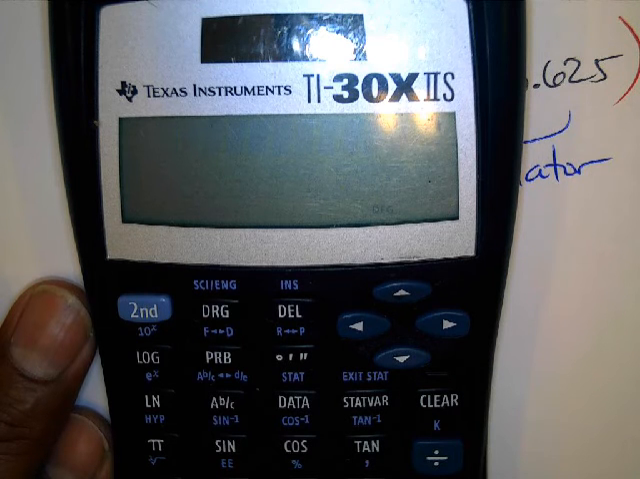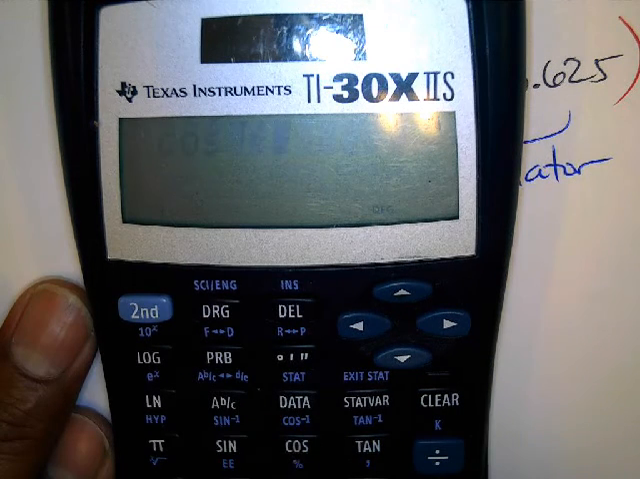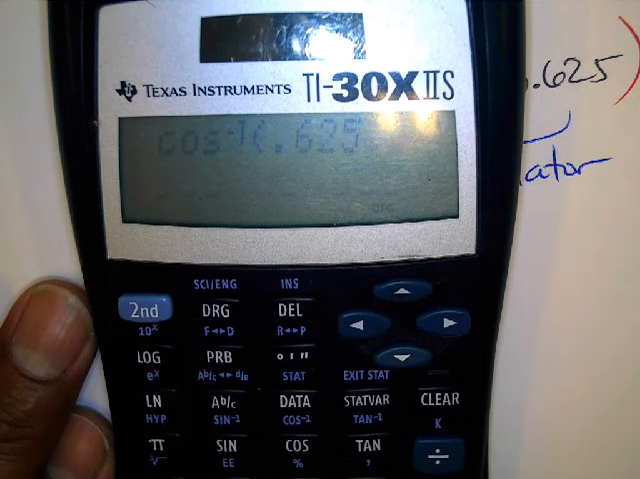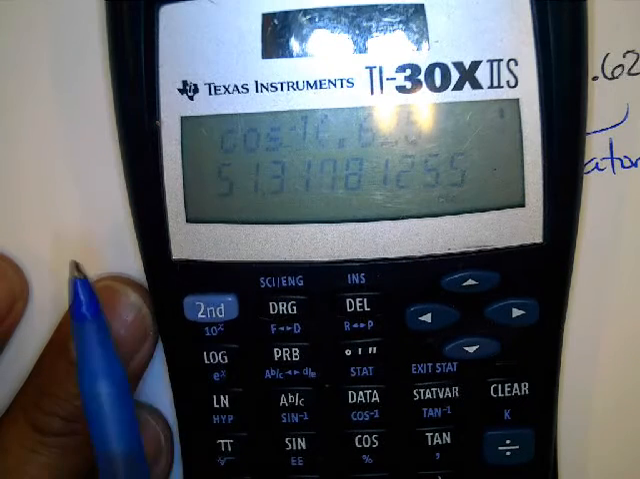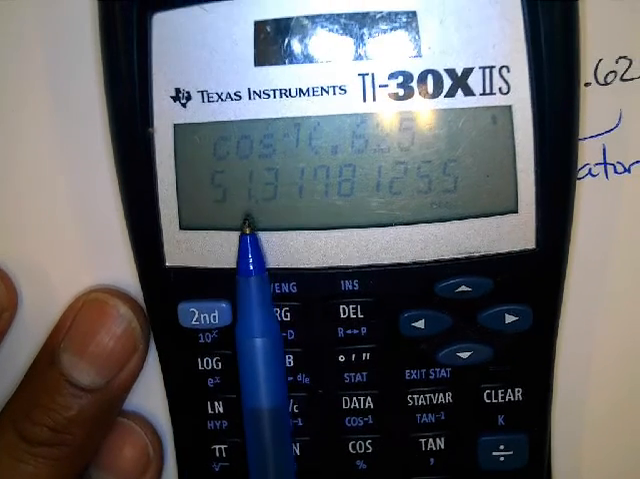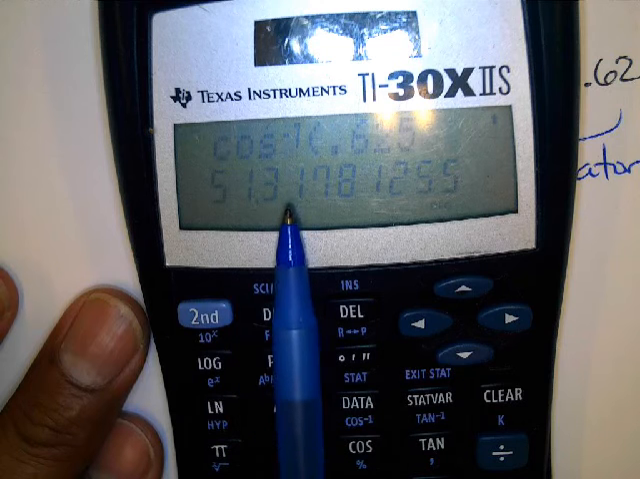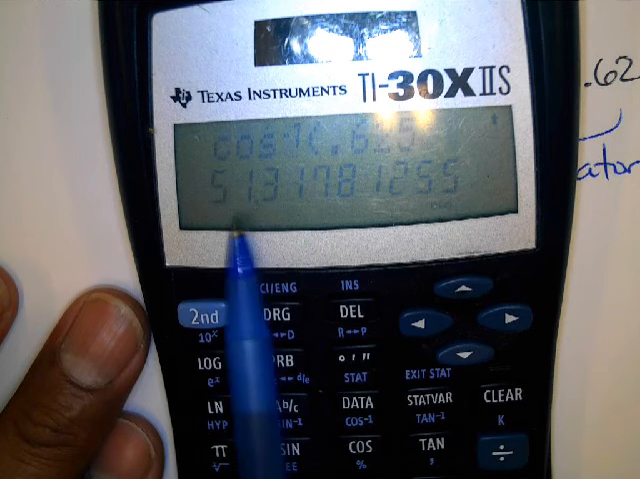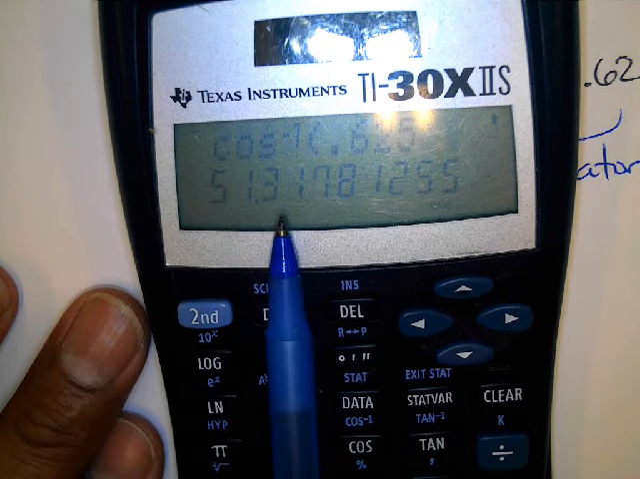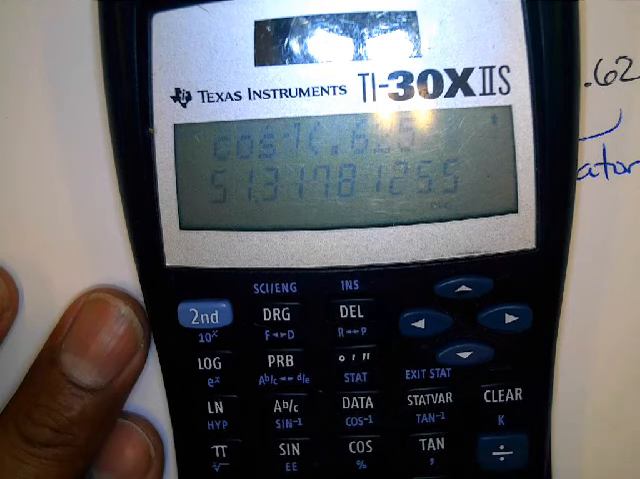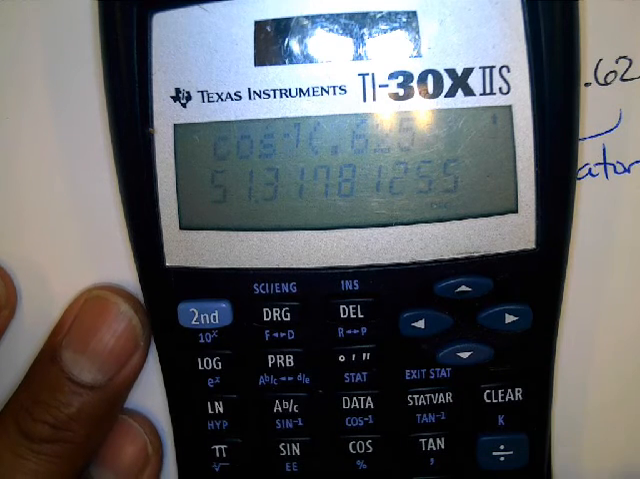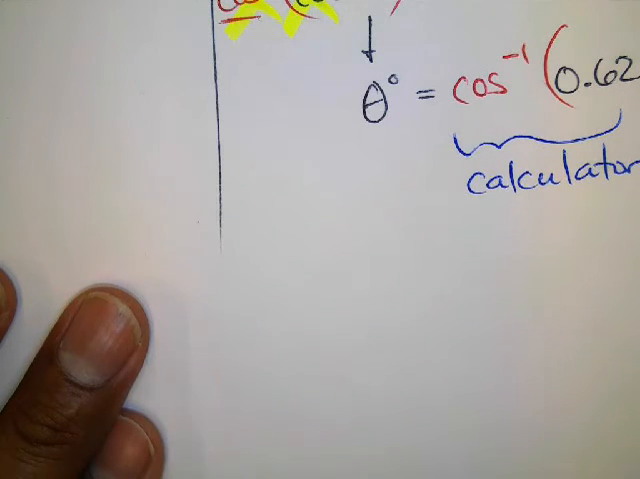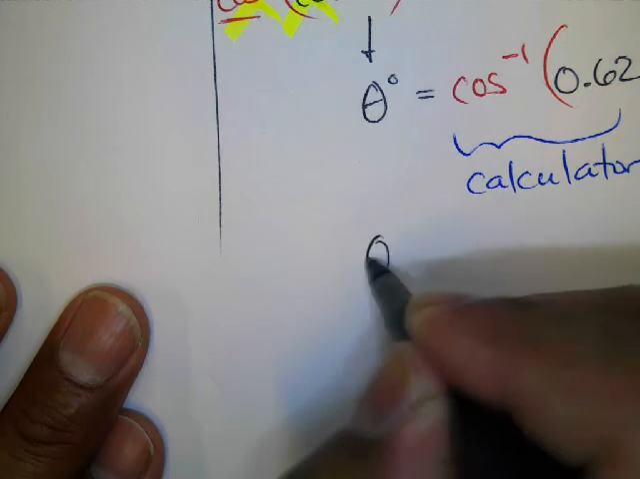What happened there? Oh, there it is. Whew, scared me. It's 51.3 degrees. See it? 51.31 degrees. Yeah, let's make it look like money. I mean, they'll round up a little bit, but 51.3 degrees. You're not going to get perfect angle measures, right?